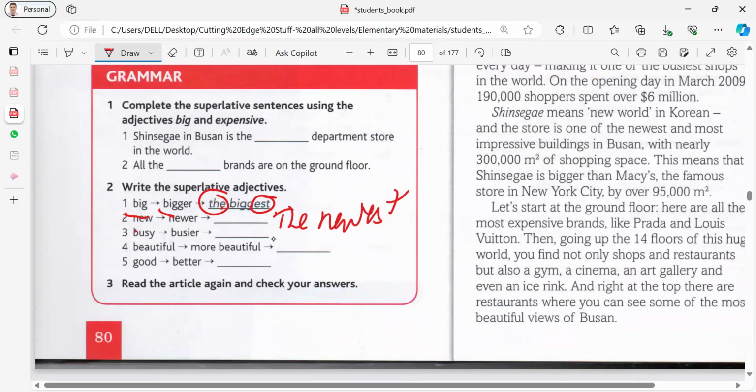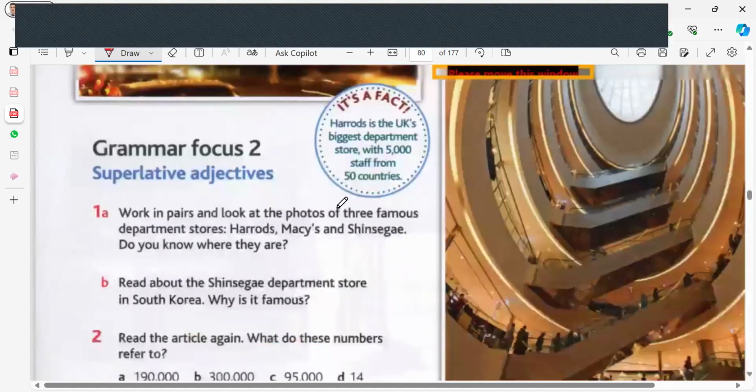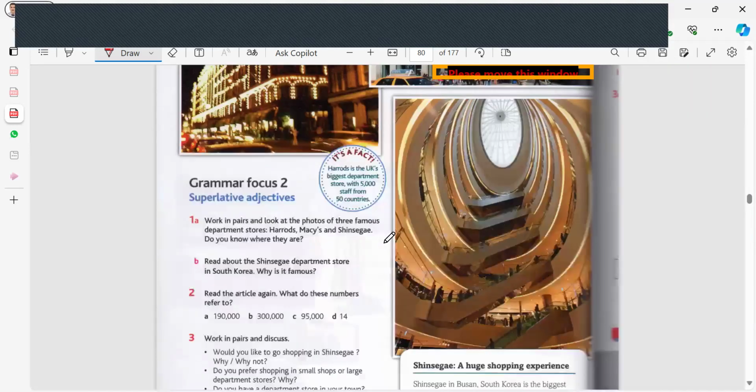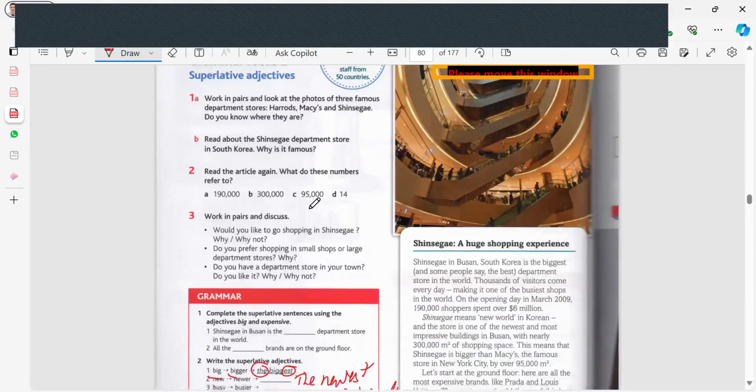Beautiful, more beautiful. The most beautiful. Good, better, the best. Bad, worse, the worst. Exactly. That's it. So this is what we call superlative. If you have more than two objects or two things, in this way you call it superlative, right?